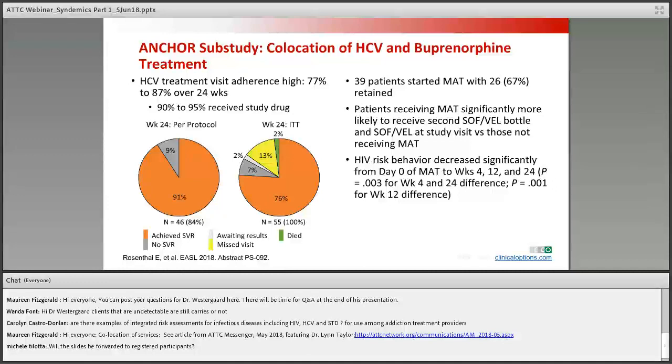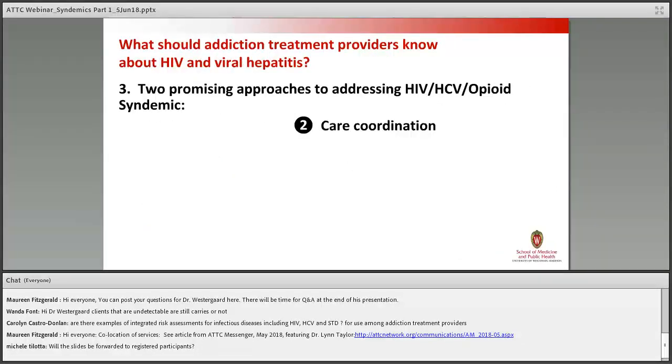And when they compared to other people in the parent study, people who received MAT were significantly more likely to come and fill their second bottle, meaning they would probably get a month of supply, and then they'd have to come back and get the other one. Meaning people that didn't get co-located buprenorphine and study drug were more likely to drop out. And when they measured HIV risk behaviors, which I presume means injection or shared unhealthy injecting, it decreased significantly over the course of the study when people were also on buprenorphine.